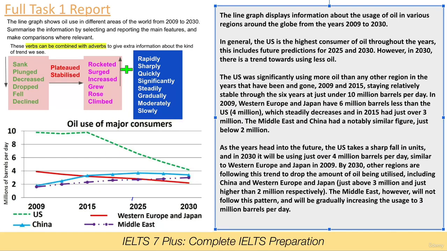As the years head into the future, the US will take a sharp fall in units, and in 2030 it will be using just over 4 million barrels per day, similar to Western Europe and Japan in 2009. By 2030, other regions will be following this trend to drop the amount of oil being utilised, including China and Western Europe and Japan, just above 3 million and just higher than 2 million respectively. The Middle East, however, will not follow this pattern and will be gradually increasing the usage to 3 million barrels per day.